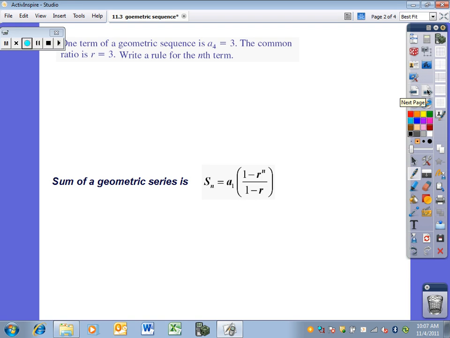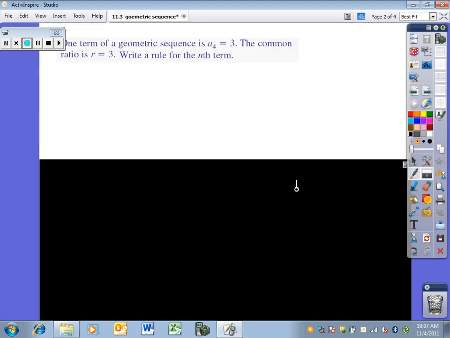Okay, now it says one term of the geometric sequence is a sub 4 equals 3. That means the fourth term is 3. So I have to draw myself a little picture. First term, second term, third term, fourth term. Fourth term is 3. The common ratio is 3.